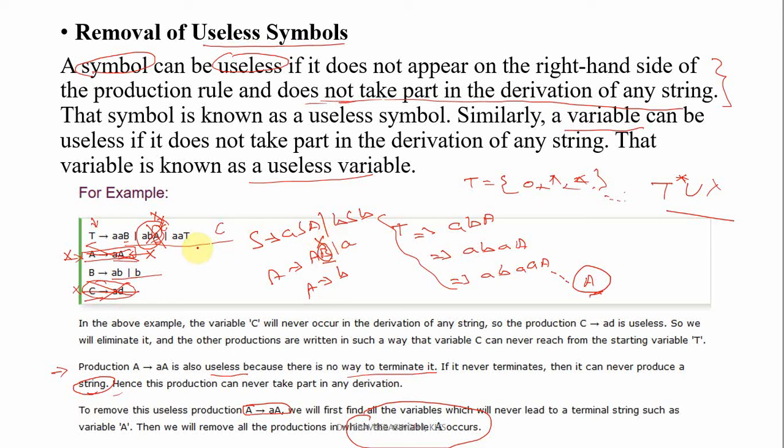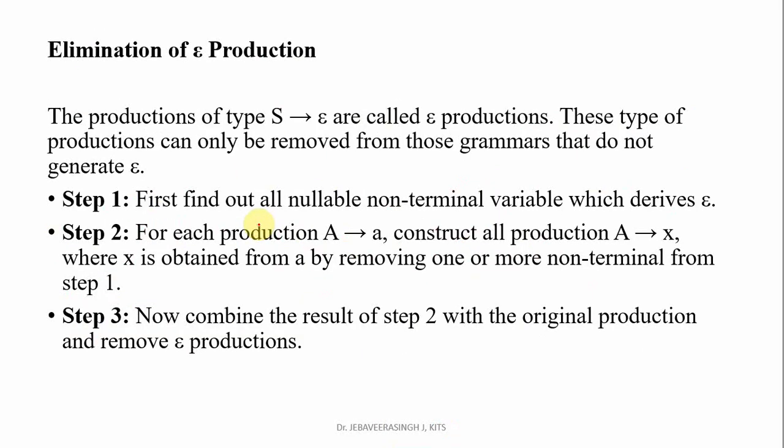So you should think logically, and most of the time it will be very straightforward, but sometimes it will be a trickier one like this. Even though it has a production, if it will never terminate to produce any valid string, it should be termed as a useless symbol. Step number 1 completed. Let's talk about the elimination of epsilon production.